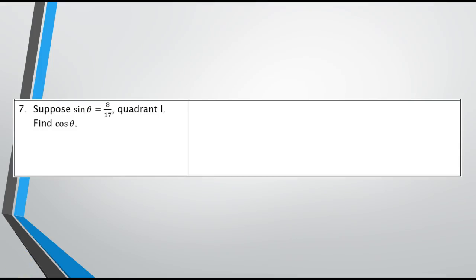The first thing you want to do in this problem is draw yourself a picture. So I'm going to do that down here. It tells you what the sine value is, and then it just tells you we're in quadrant 1. So I'm going to draw just kind of a generic right triangle in quadrant 1. This is going to be our theta down here. And it tells me that the sine is 8 over 17.